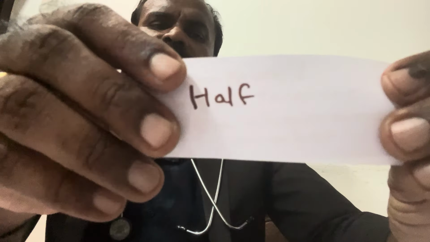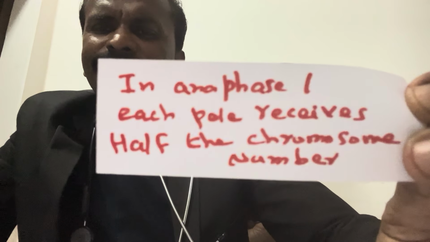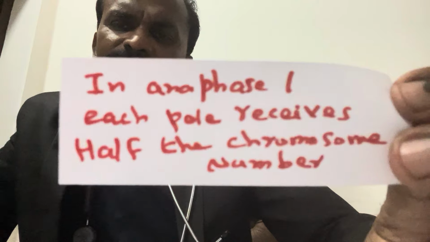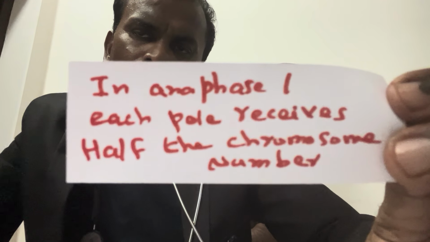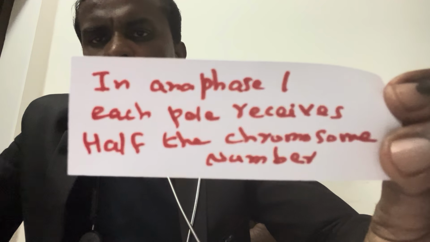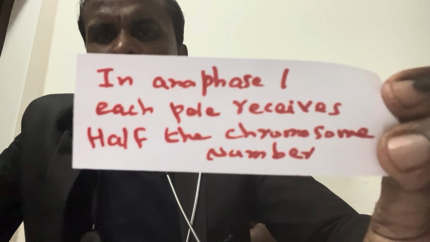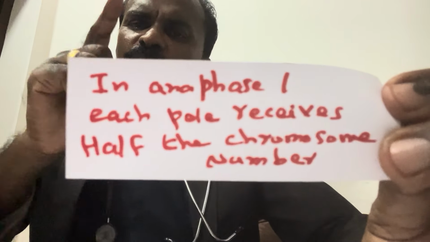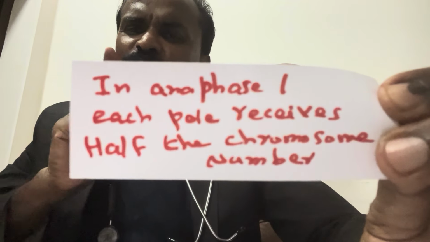Do you remember this question? We discussed half just now. In anaphase 1, each pole receives half the chromosome number. Read this so that it gets memorized. Very important. Repeated NEET MCQs you are seeing, so be very careful what to read.